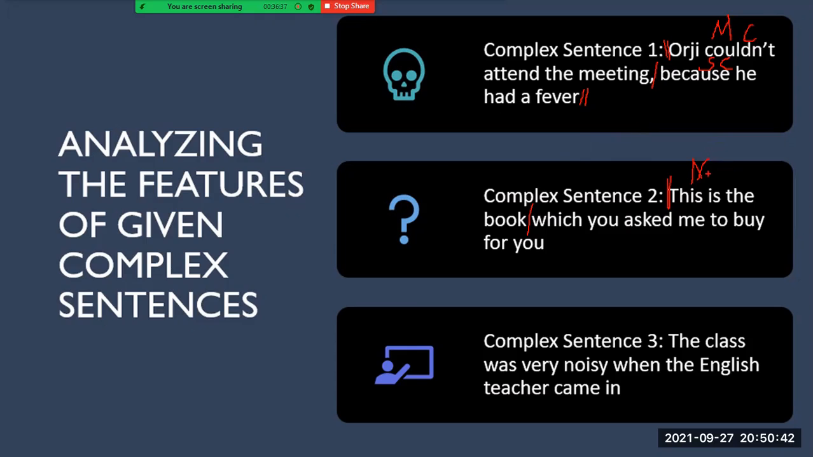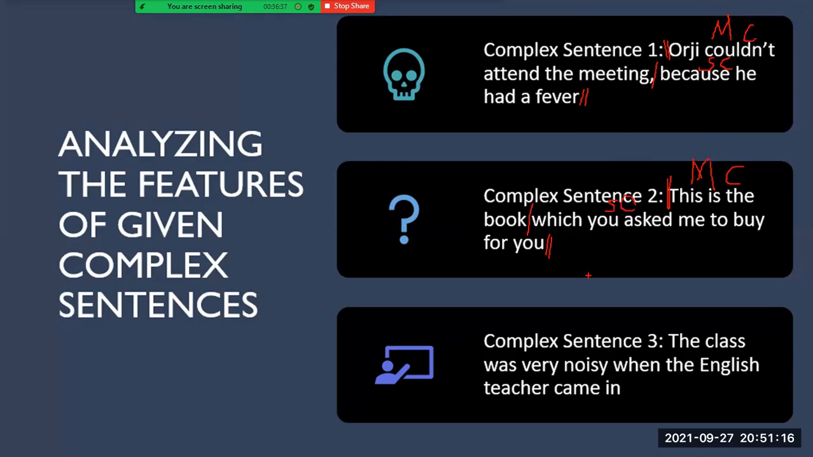All right, we call it MC. That's the first clause. This is the book which you asked me to buy for you. Now, which you asked me to buy for you is the subordinate clause. So we label it SC. SC stands for subordinate clause. All right. So that's exactly the way it is. This is the book, main clause, which you asked me to buy for you, subordinate clause.